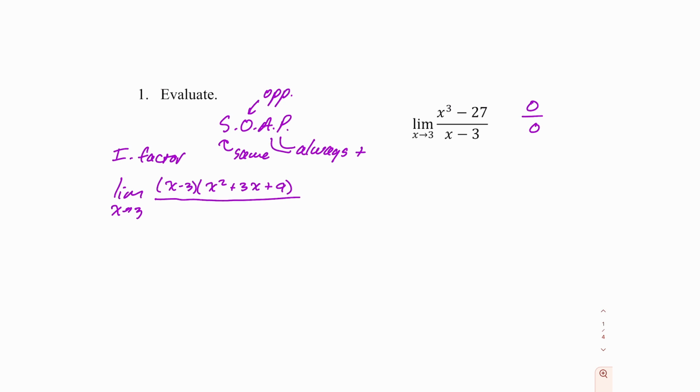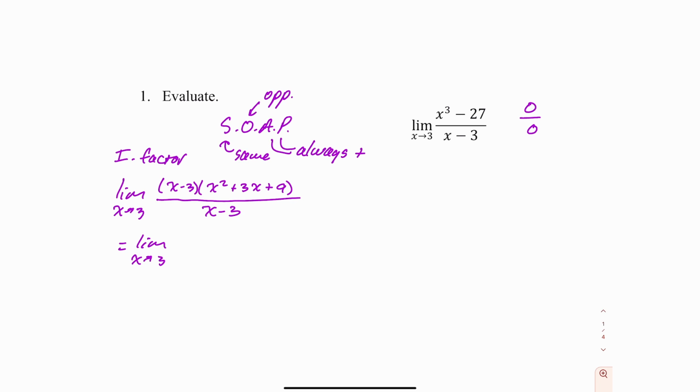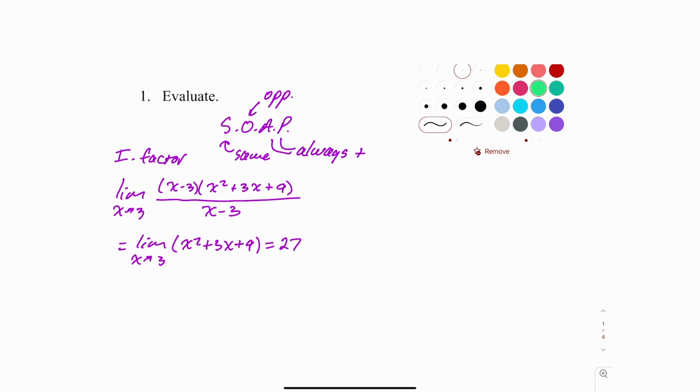All right, divided by x minus 3. We can cancel, so this will be the limit as x approaches 3 of just x squared plus 3x plus 9, which if we plug in is 9 plus 9 plus 9 is 27. Okay, so that's option 1.